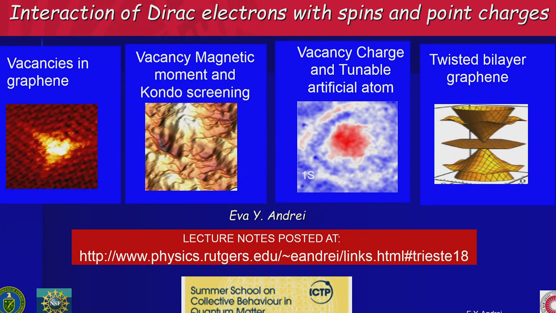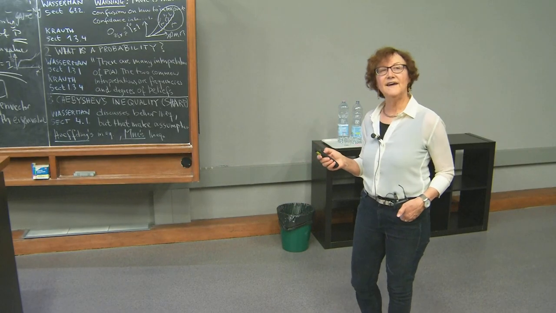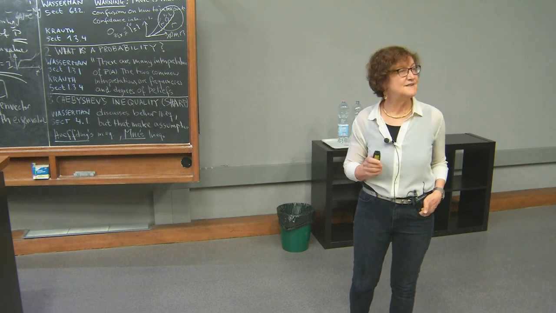People asked me for the lecture notes, so I posted them on my website here. You can copy this, and the first two are there. I'm going to focus mostly on research topics in our lab, but I realized that yesterday we finished too early and I didn't get to the point of how we get the graphene Landau levels using Onsager's relation. So we'll do that, finish that, do density of states, and then see how we can change the band structure in graphene with defects.